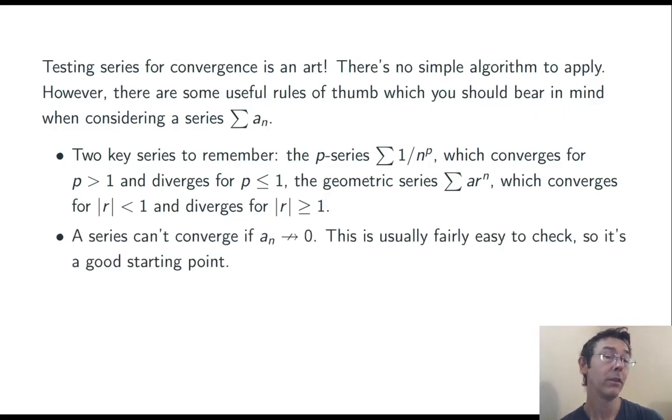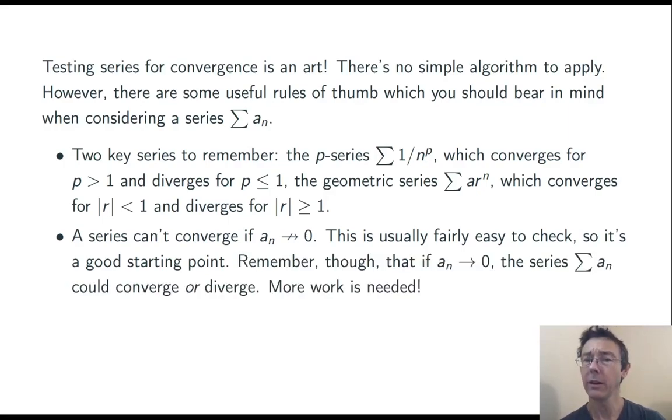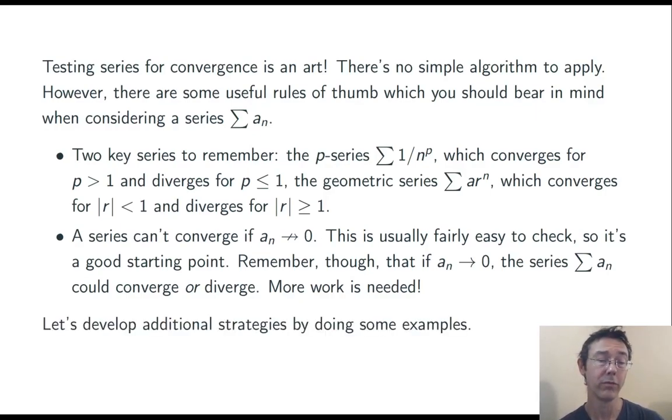Second, the second very basic thing you've got to know, is the test for divergence. If the general term, a_n, doesn't go to 0, then the series diverges. You have to be a little careful with that, though, because if the general term does go to 0, the series could diverge, or it could converge. You have to do more work to figure it out. Let's do some examples and come up with some additional strategies as we go.